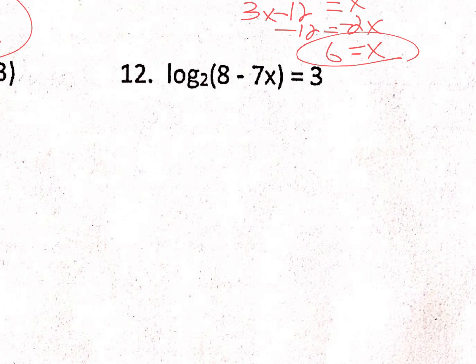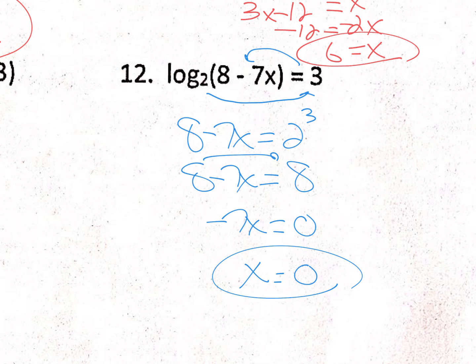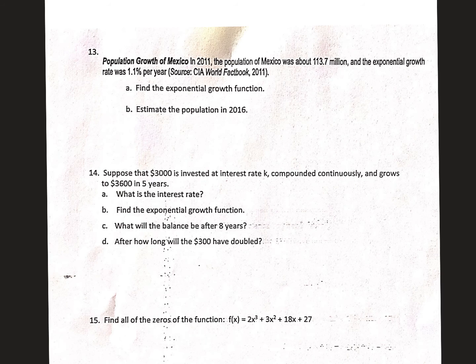has one log. And don't forget, the same thing we've done a few minutes ago. When you have one log, you go the base to that power equals that. So I'm going to say 8 minus 7x equals 2 cubed. Now 2 cubed is 8. So if I move this 8 over there, obviously it's going to be 0. Divide by negative 7, it's 0. Make sure it works. It does. We're golden. All right, 13.